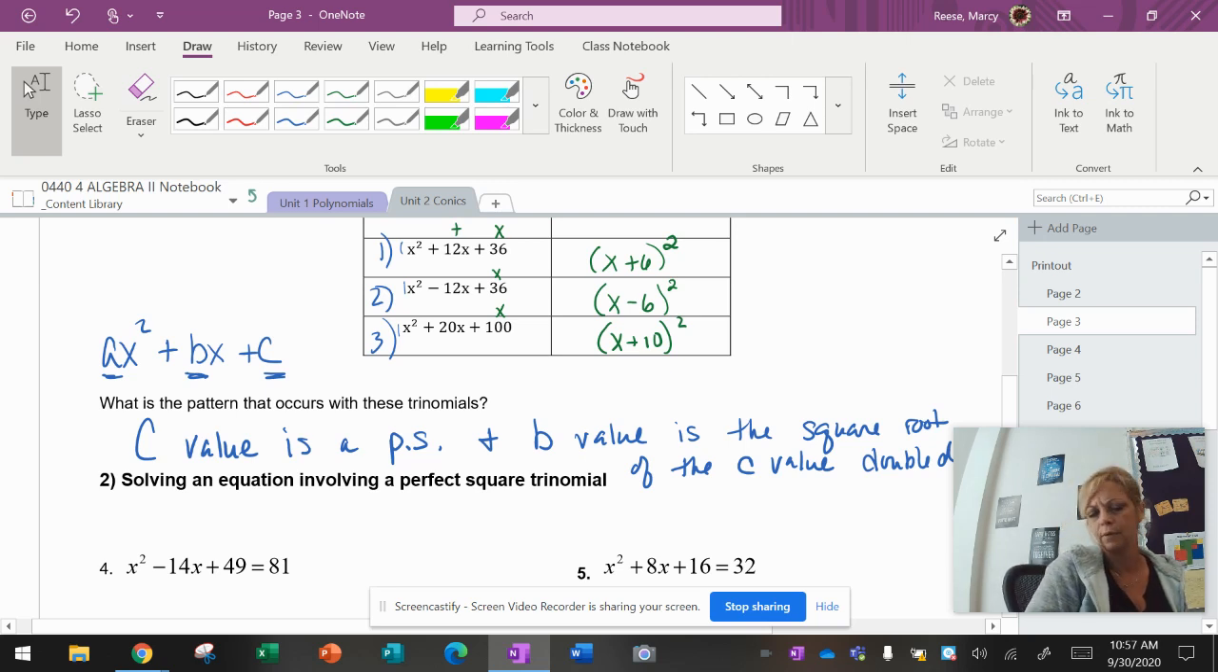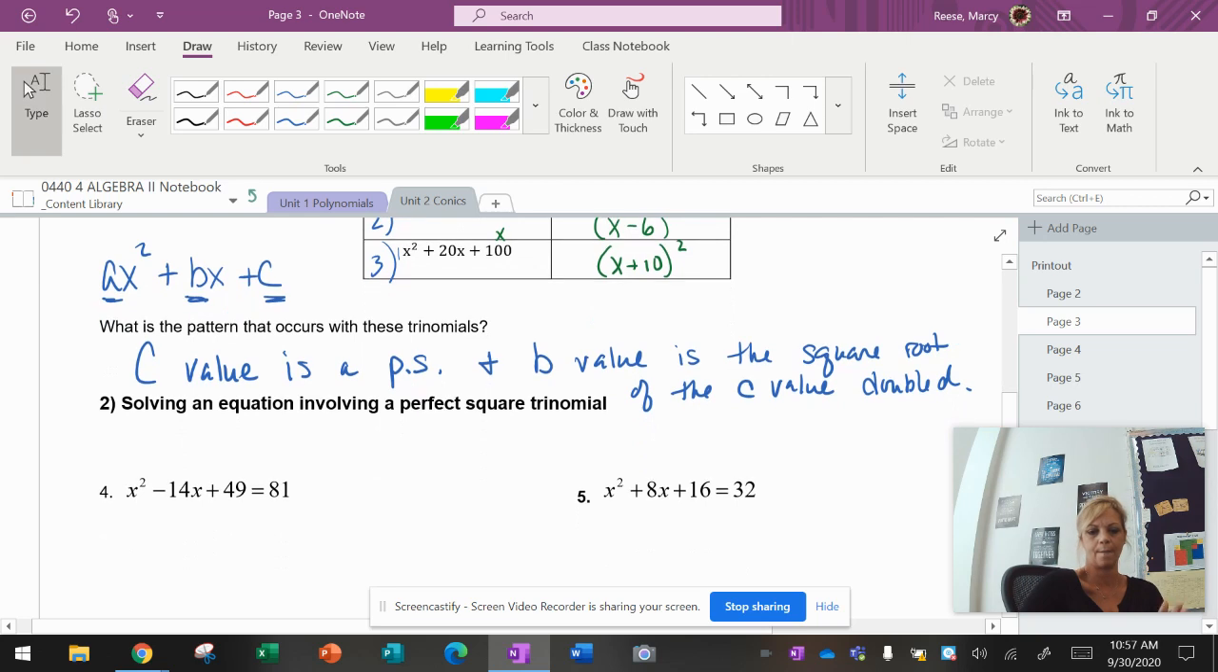We'll go back to number 3. The C value is 100, that was a perfect square. And the B value was the square root of that, so the square root of 100 is 10. And then we took that 10 and doubled it, and that's how we got the 20.